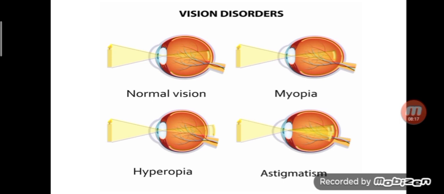Next defect is astigmatism. It is a defect in the outer curvature of the surface of the eye that causes the vision to become distorted. A person suffering with astigmatism cannot focus on both horizontal and vertical lines simultaneously. This defect is caused due to the change in the shape of the cornea. This defect is corrected using cylindrical lenses of appropriate power.